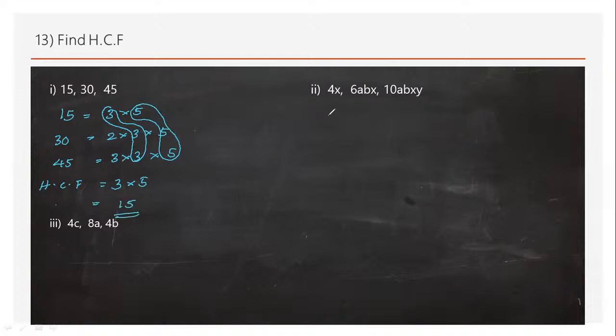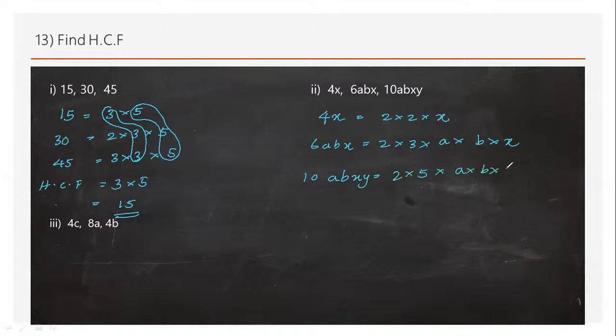4x, 6abx, 10abxy. 4x you can write as 2 times 2 times x. 6abx is 2 times 3 times a times b times x. 10abxy is 2 times 5 times a times b times x times y.